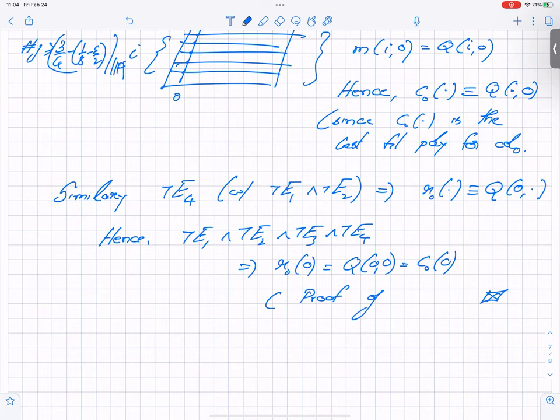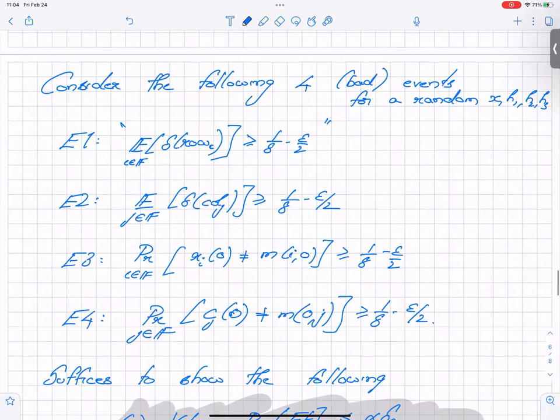Fair enough. Part one. That's the most clever part of this one, but that goes with one simple observation, the concentration inequality. So we need to bound E1, E2, E3, E4. I'm going to say the same argument is going to work out. If we take the expectation over X, H1, H2, H3, the expectation of the corresponding events would all have been delta f, which is at most 1/8 minus epsilon.